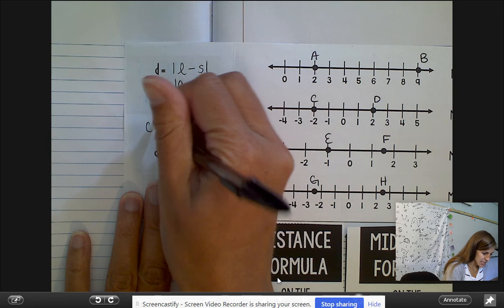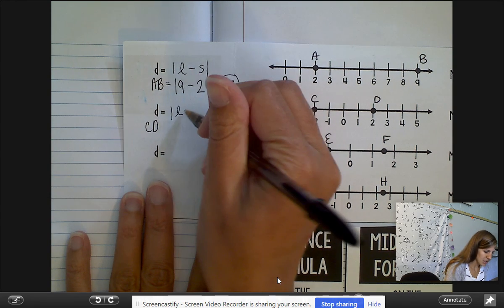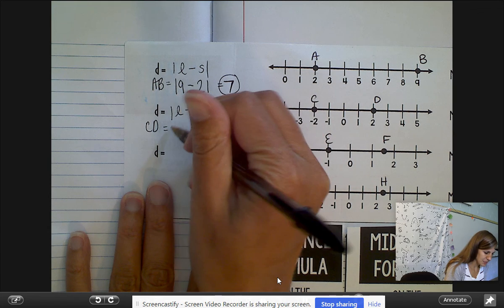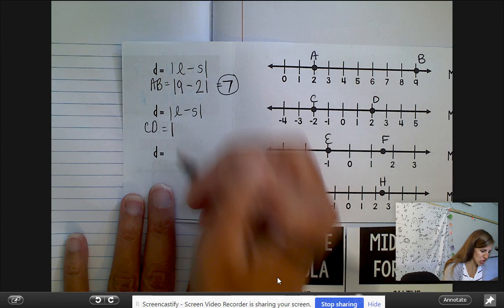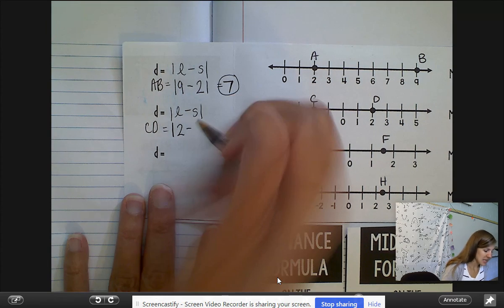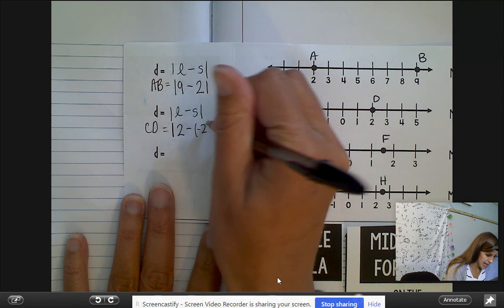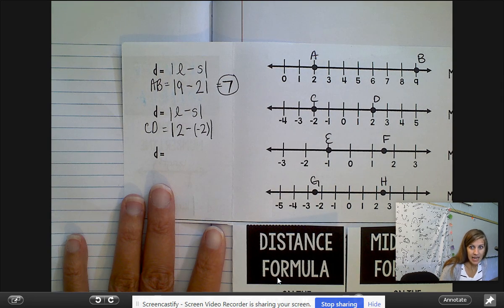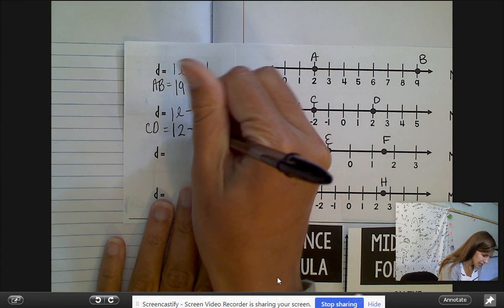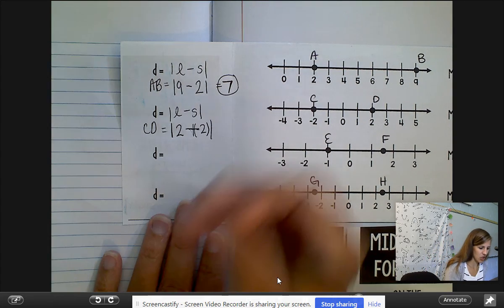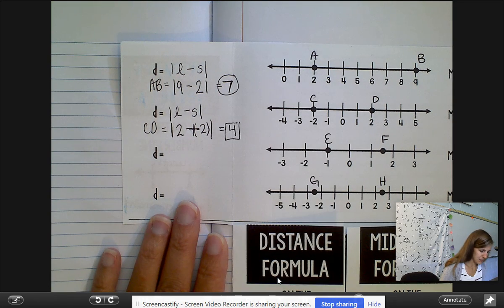Next, if I'm going to find the distance of CD, again we're going to use our formula, larger minus smaller, absolute value bars around it. The larger number here is 2 minus the smaller, which is -2. And when I have two negatives next to each other like that, they meld together to become a plus. So we really end up with 2 plus 2, which is 4, the absolute value of which is also 4.